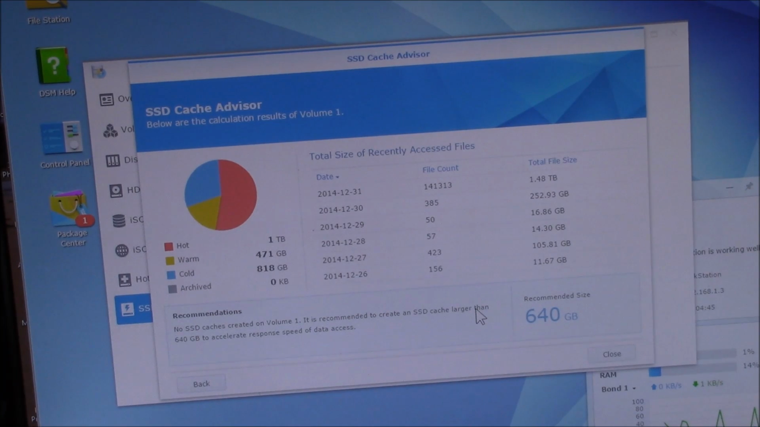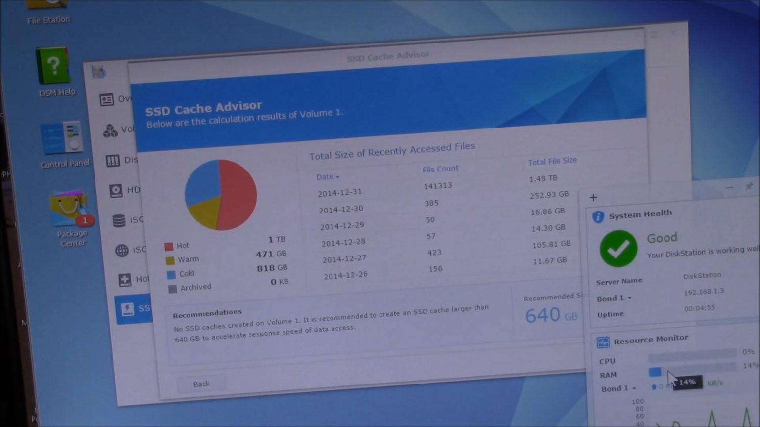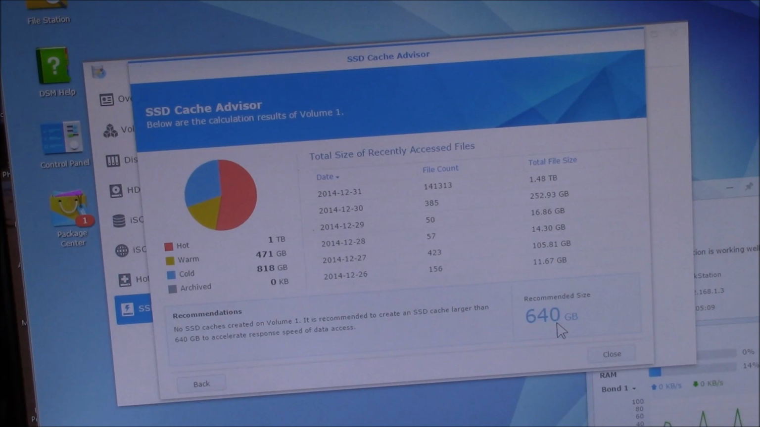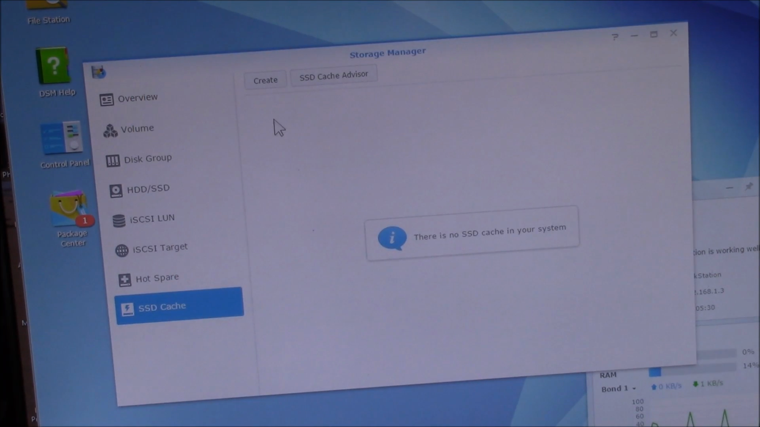limitations on the system is that they only allow you to use about one quarter of your available system memory, which I have 4 gigabytes, so they let you use 1 gigabyte of system memory as the index table into the cache, and that limits you to about 230 gigabytes of cache size. So let's actually see what happens.